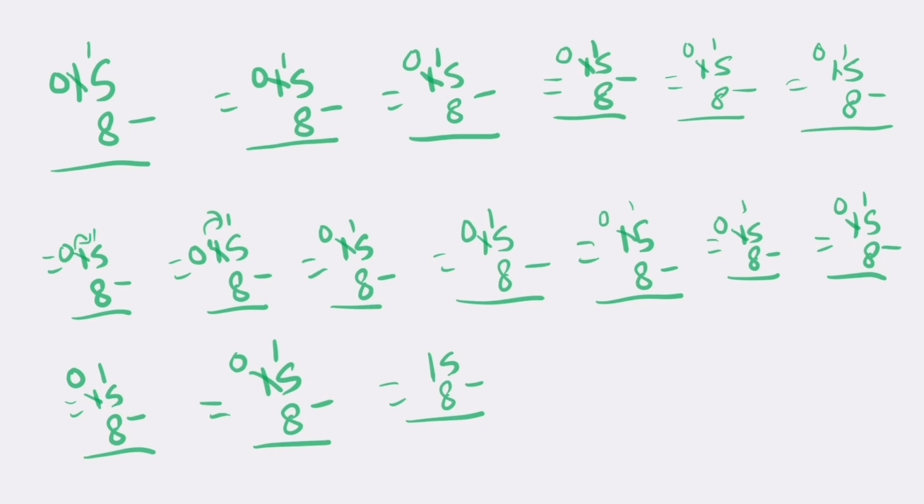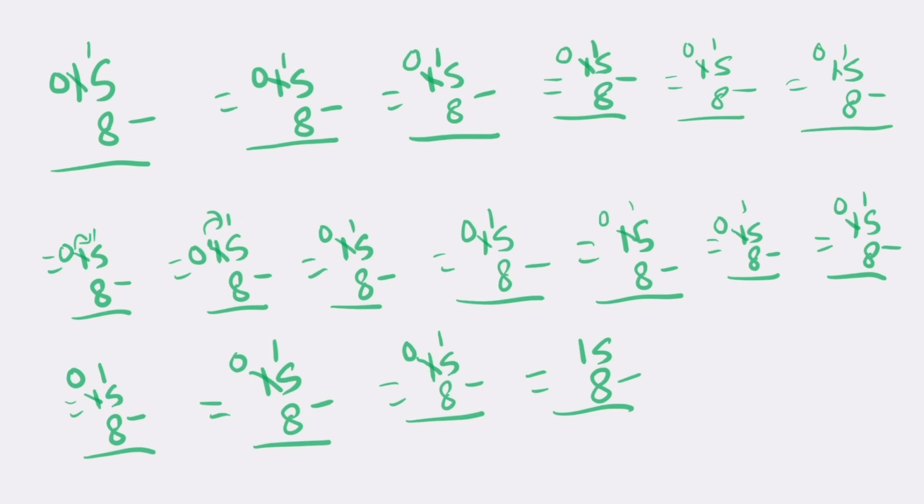Pause the video if you need some time to think. But I think what you have to do here is take the 1, put it there, make this 1 into a 0, and that would leave you with 1, 5, which is 10 plus 5, which is 15. It leaves you with 15 minus 8.